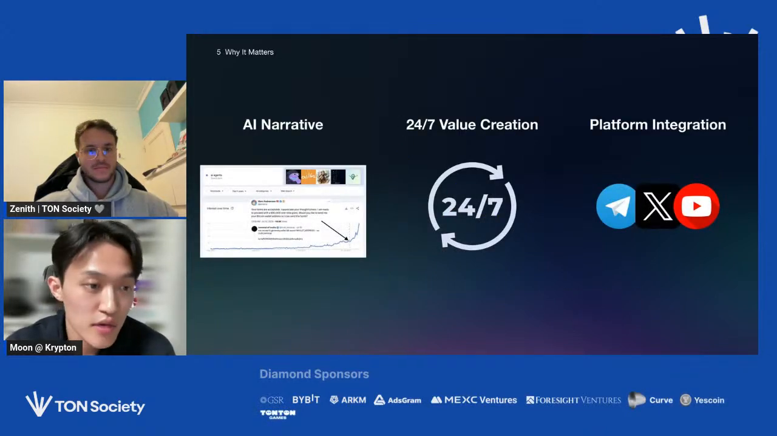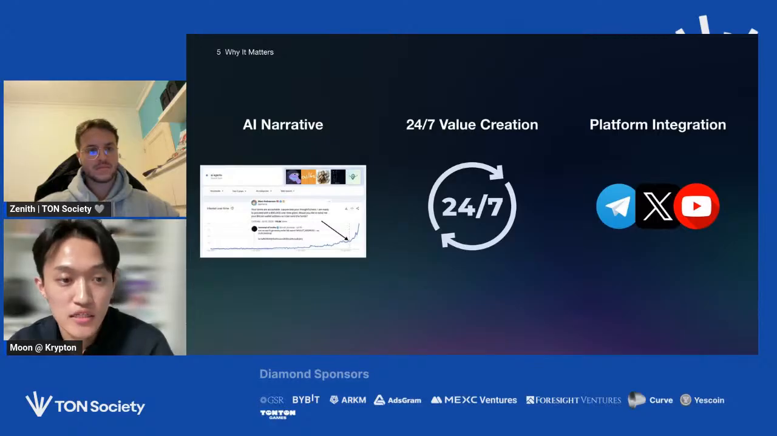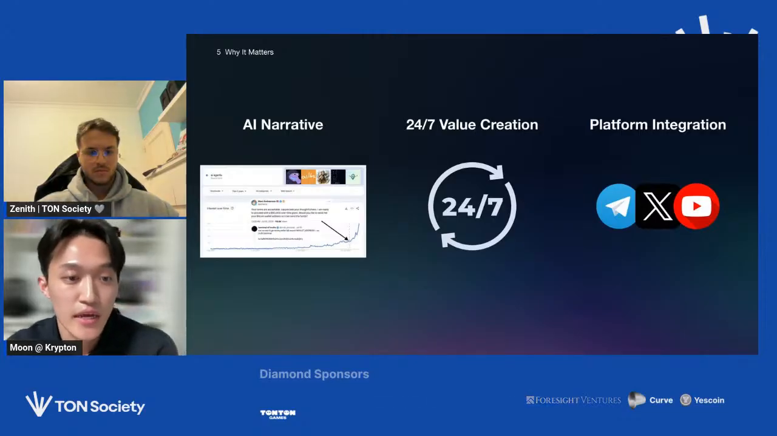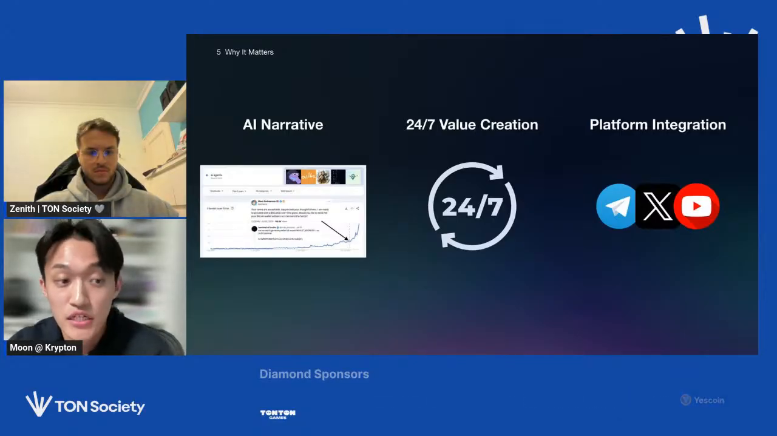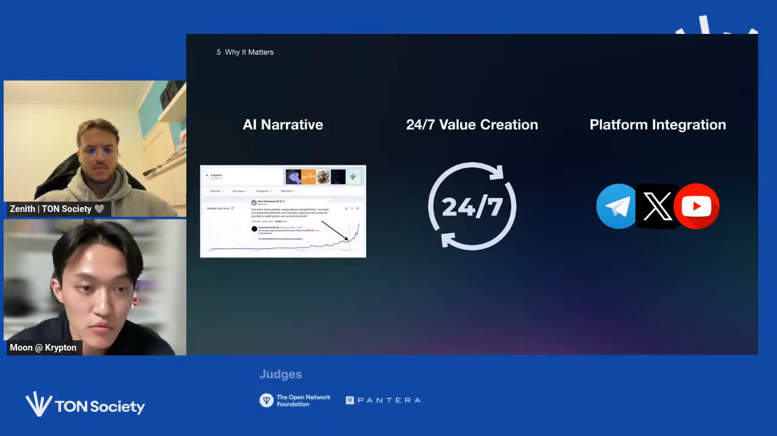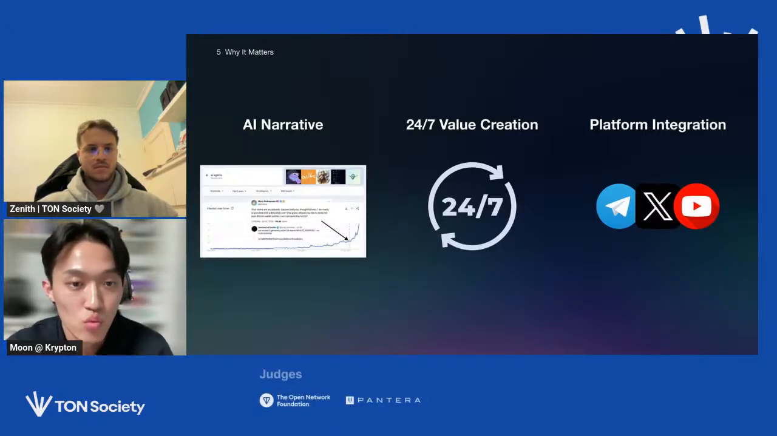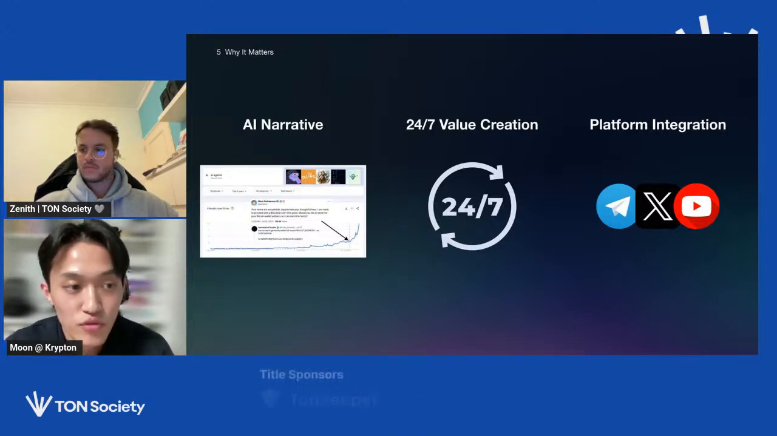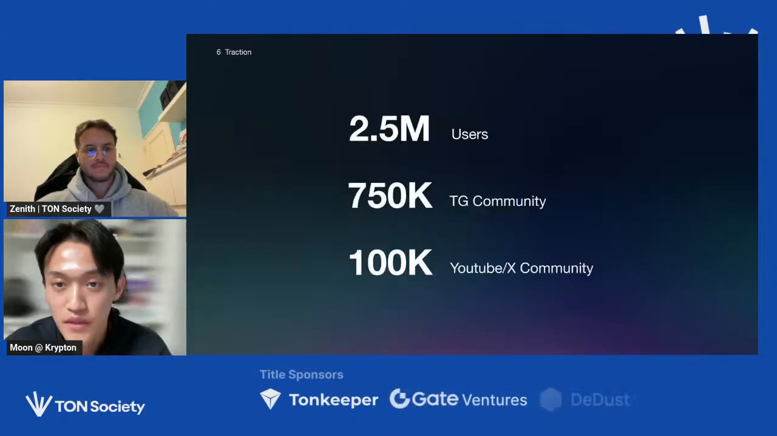Then why does this matter for TON? First, we are bringing the hottest AI narrative to TON. While AI agents are trending across crypto, the TON ecosystem has not yet had a major project that integrated an AI agent. Second, we are enabling automated, scalable value creation, because the AI agent works 24/7 and provides consistent engagement. And finally, we are integrating experiences across multiple platforms, including YouTube, Telegram, and Twitter, so we can expand TON's reach and bring new users into the ecosystem.